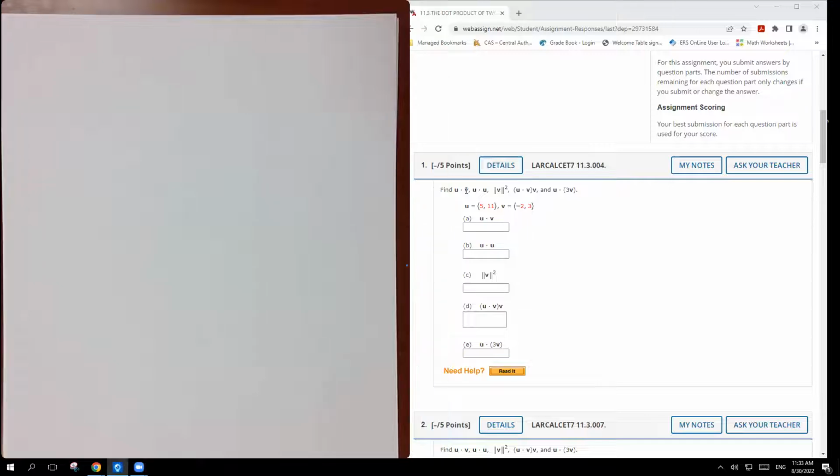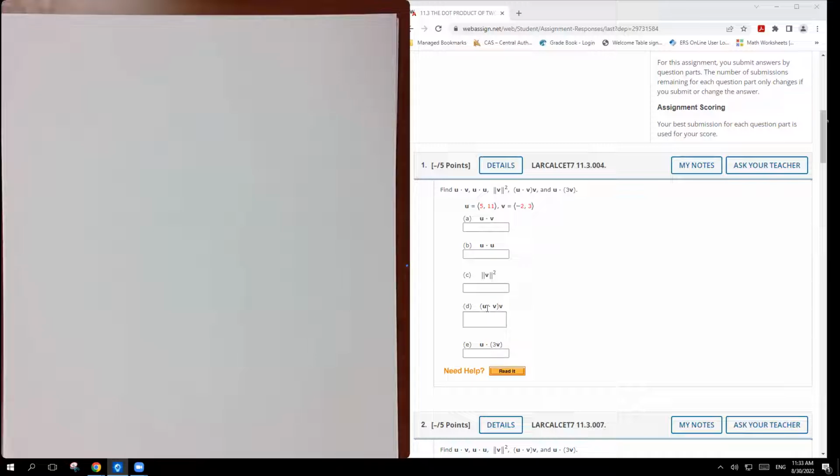Find u times the dot product between u and v, between u and u, and the length of u squared, the dot product between u and 3v. So this is just exactly using the rule. Be careful on the last one. You have to find the 3v first, then multiply u by the result, by the new vector.